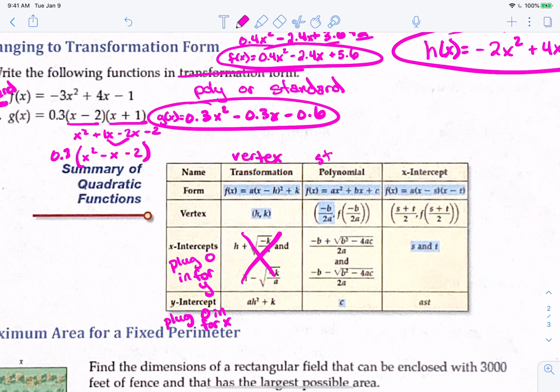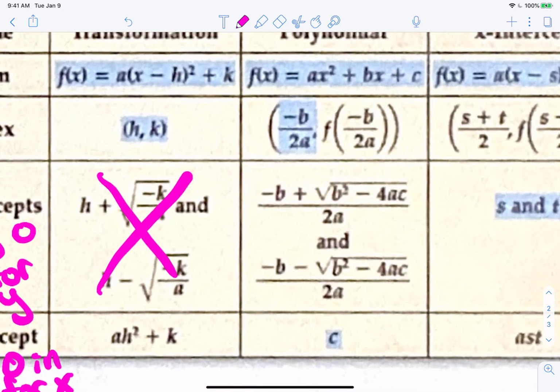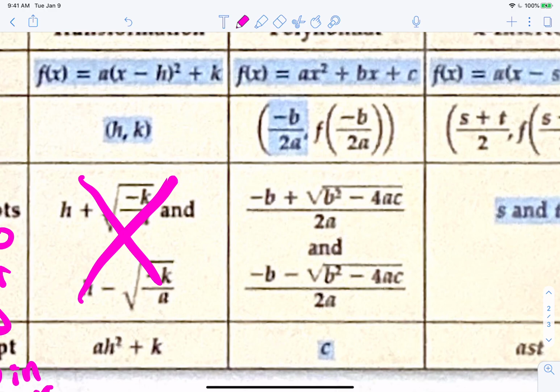Polynomial form is standard form. When you're doing the x-intercepts in standard form, they tell you to do the quadratic formula, which you can do. You can also factor it down, which we tried to do on that one example, but it didn't work. So you could factor also, if it will factor down. So try maybe factoring it first and then use the quadratic formula if it doesn't work out.